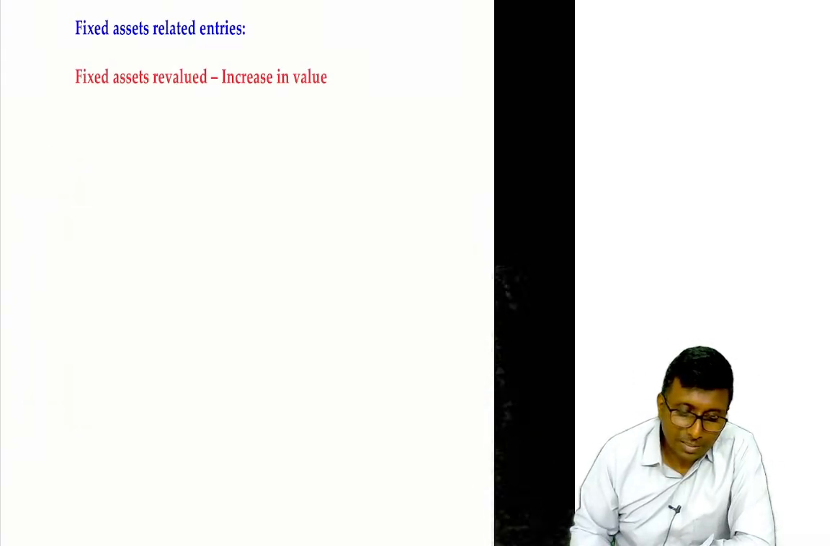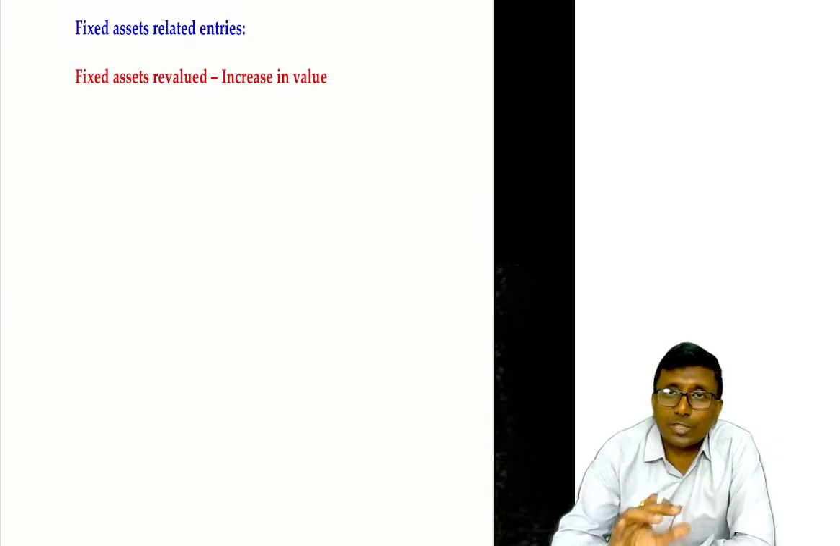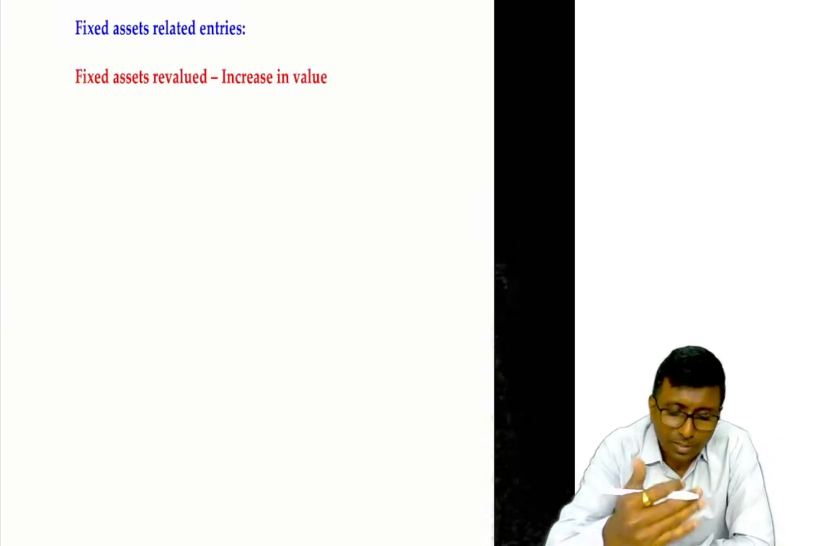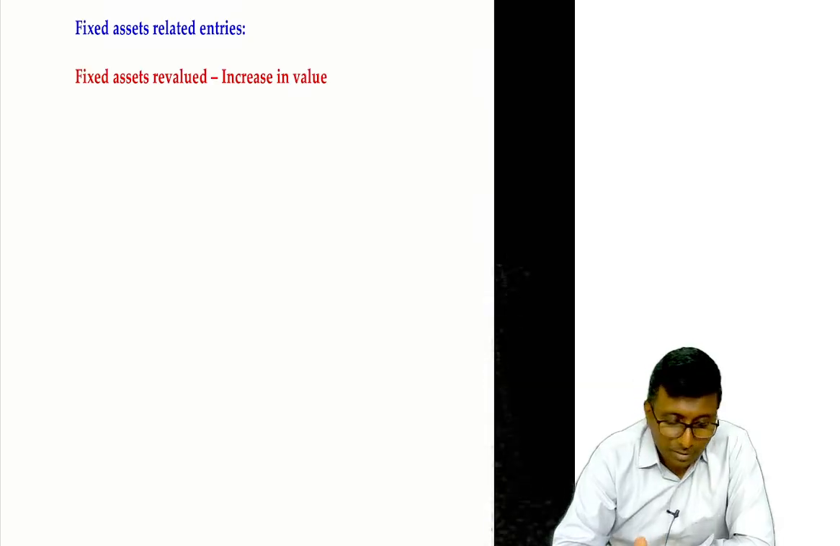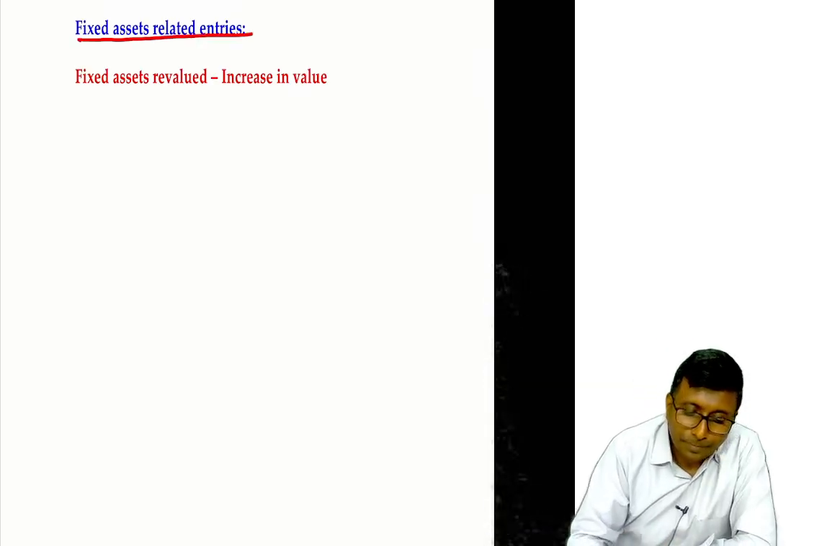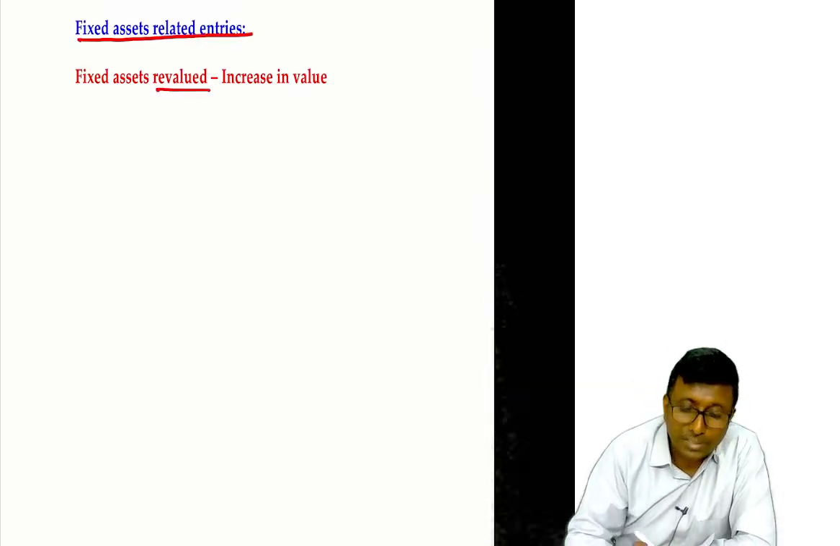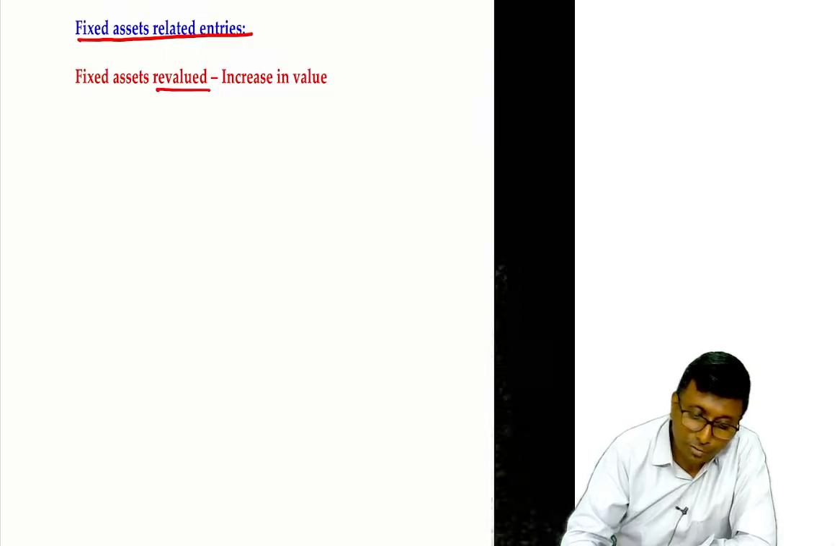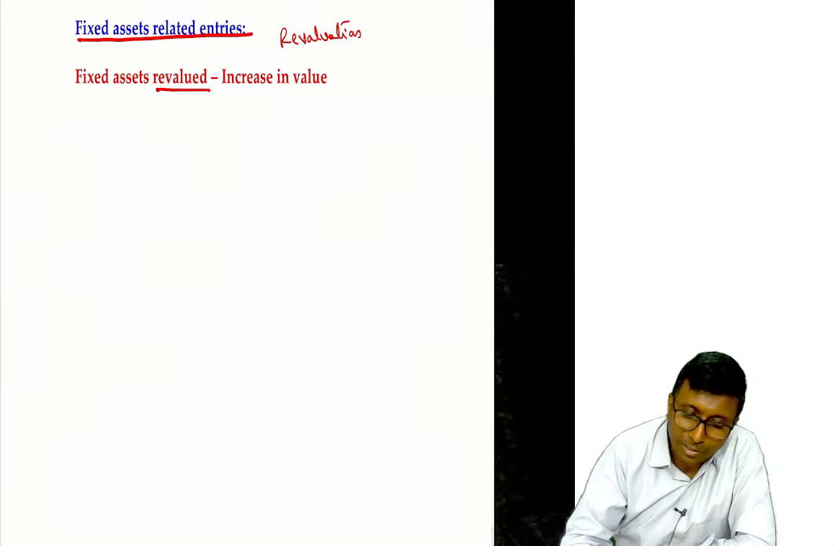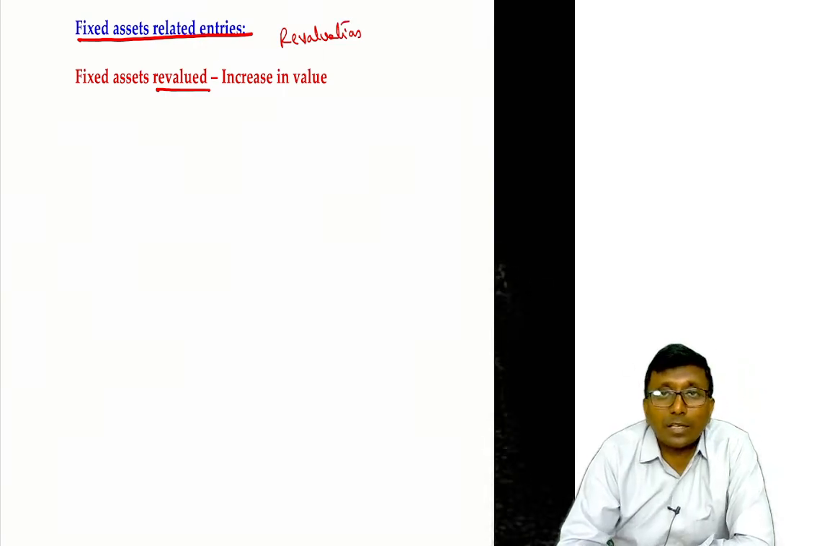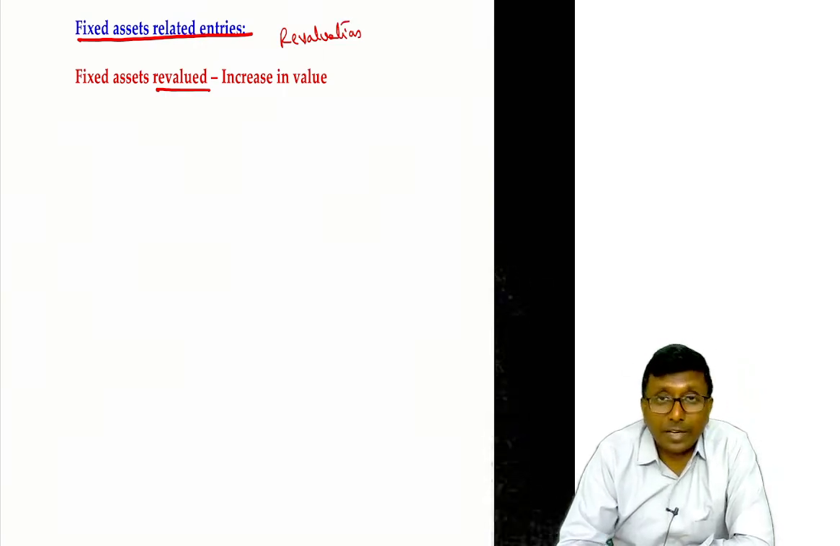Fixed asset related entries, this is related to revaluation and so on. It should have been on top. It's okay, doesn't matter. Fixed asset related entry: you have revalued the fixed asset. When I say revaluation, you are writing, I hope. Whatever I write on the screen, please write it. Sir, it is not coming in the slide. So what? I am writing. Why don't you also write?